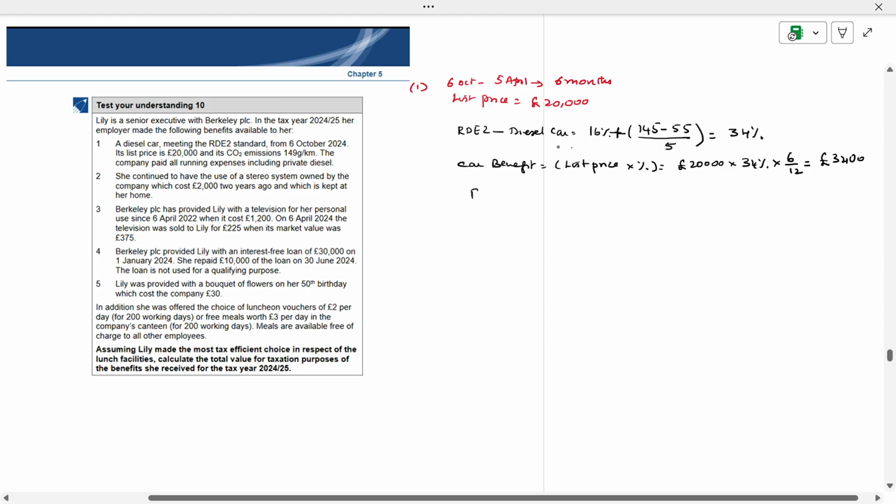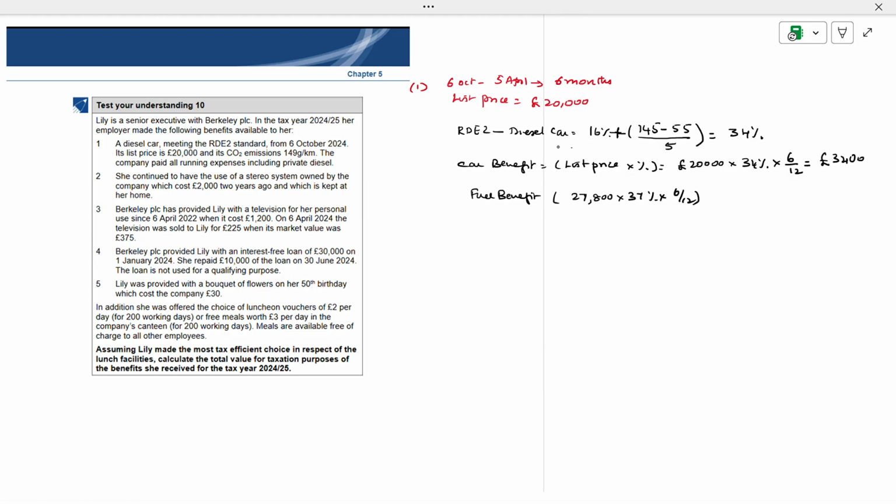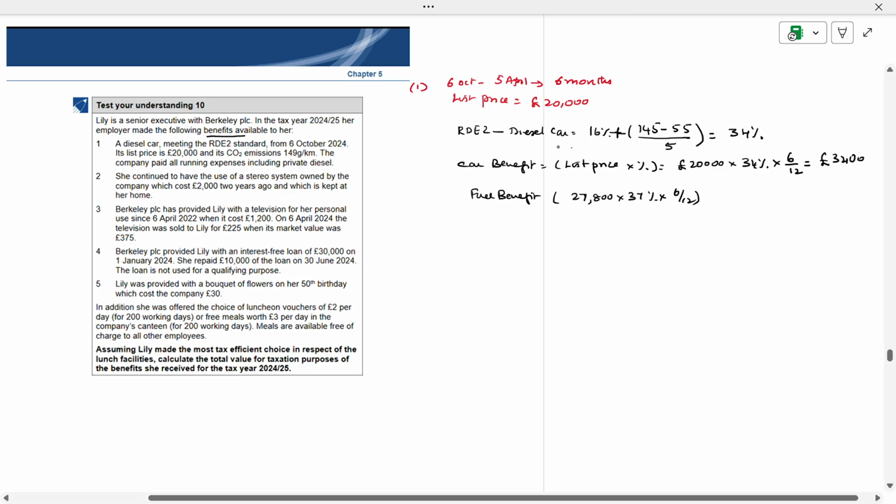Okay, next fuel benefit. What is the maximum? 27,800. Is it 27,800? 27,800, 37%, 6 by 12. See why we are giving this here: a senior executive in the tax year, her employer makes the following benefits. His employer is providing the benefits.